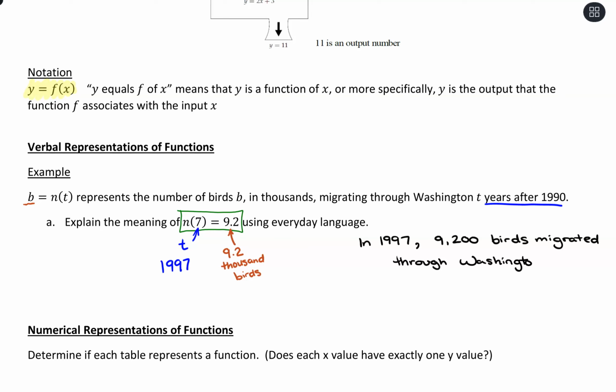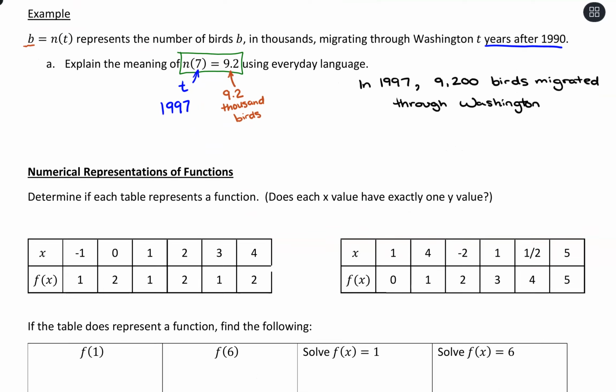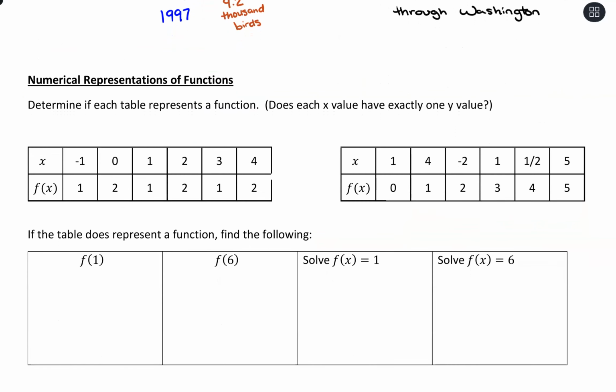Okay, let's take a look at function notation as it pertains to tables. So, determine if each of these tables represents a function. What we're looking for is the fact that for every x value, for every input, there's exactly one output. So what it really comes down to is we should have unique inputs for our function.